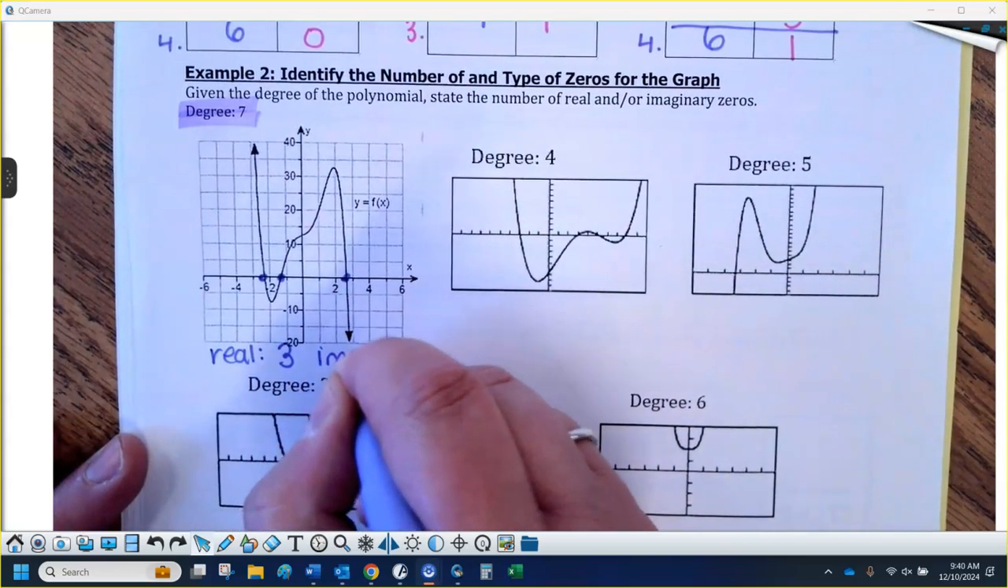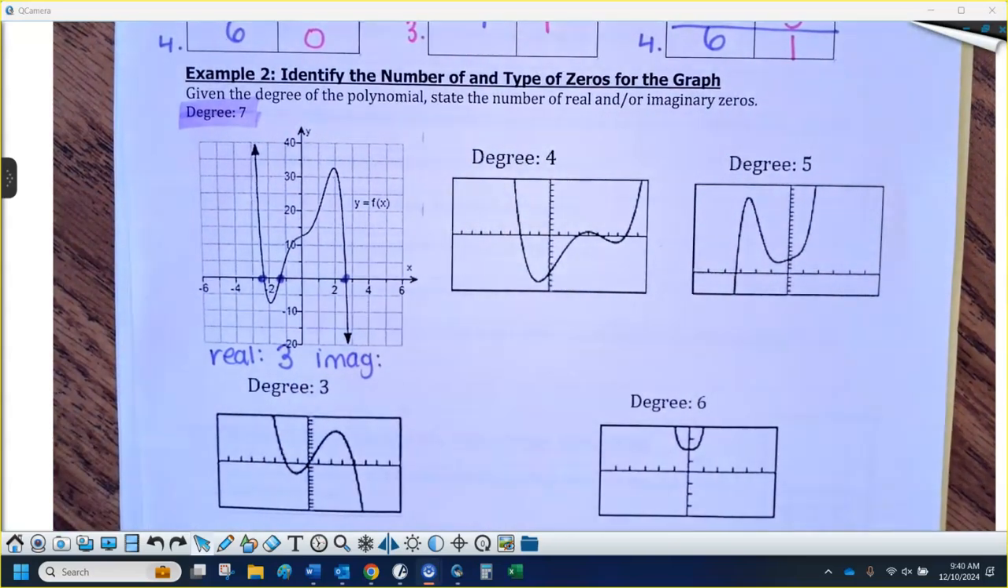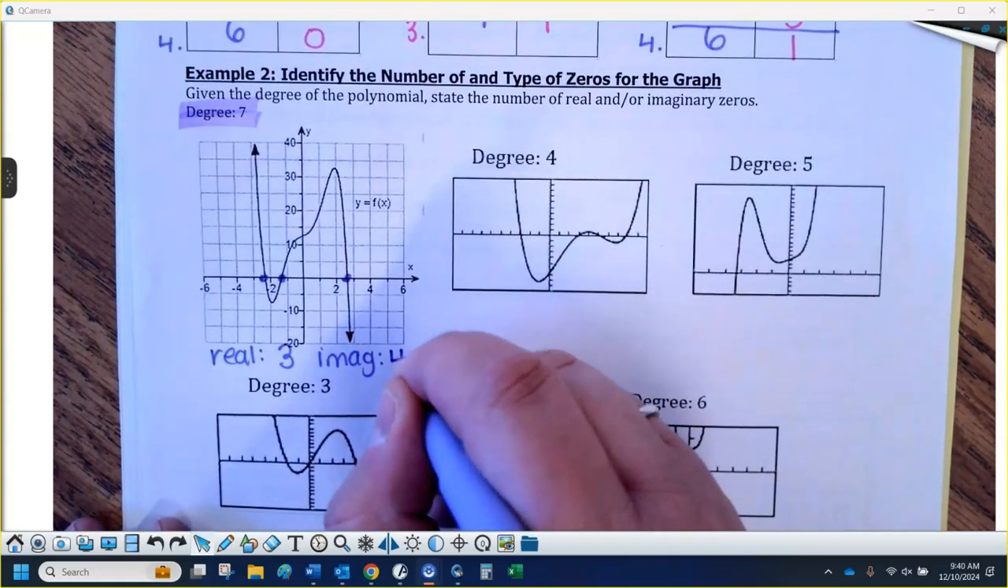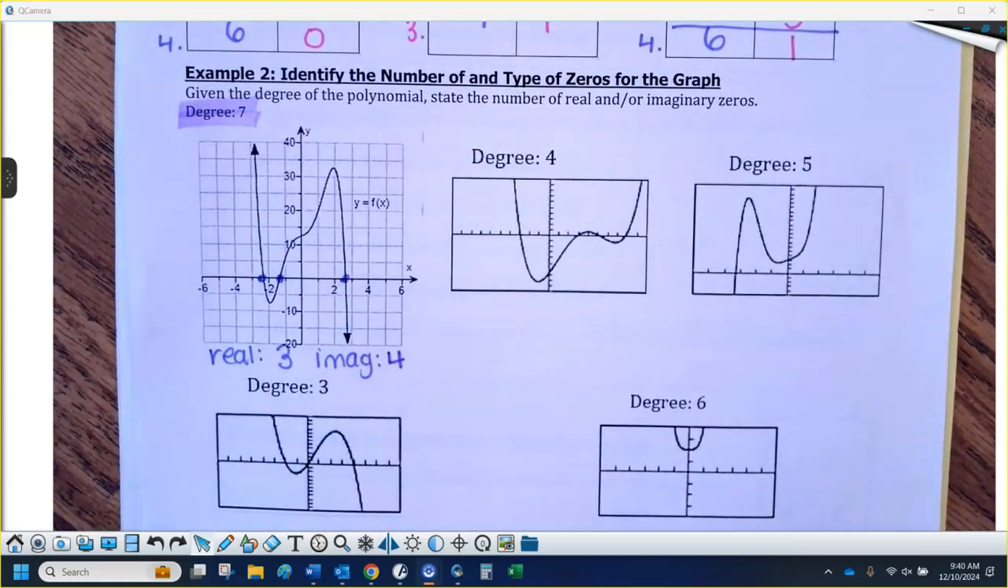Then how many imaginary would it have to have if you know it's a 7th degree? 4, right? It just has to add up to 7. You can see 3 on the graph, so that means it has to have 4 imaginary that we can't see. That way the total will add up to 7. Okay, let's look at this one.